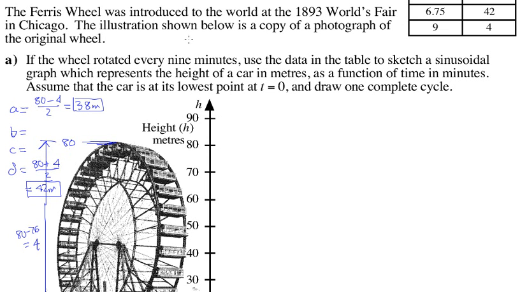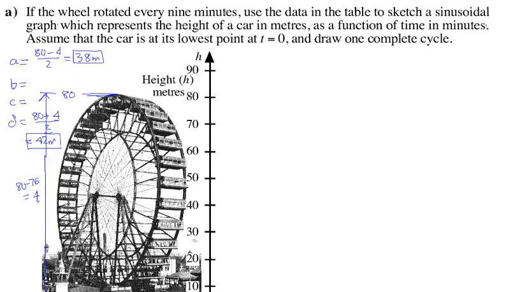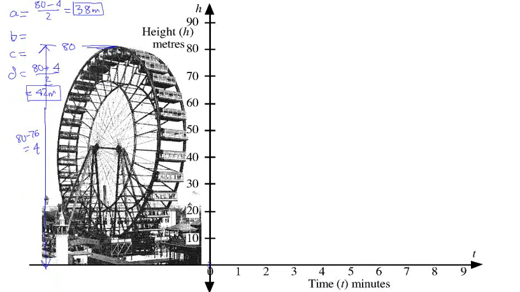And for the horizontal translation, the car is at its lowest point at t equals 0. So they want us to draw one that starts at a minimum. So quick, what kind of trig function should we use? If we want a curve that starts at its absolute lowest point, which trig function does that? There's only one. We have to use negative cosine.